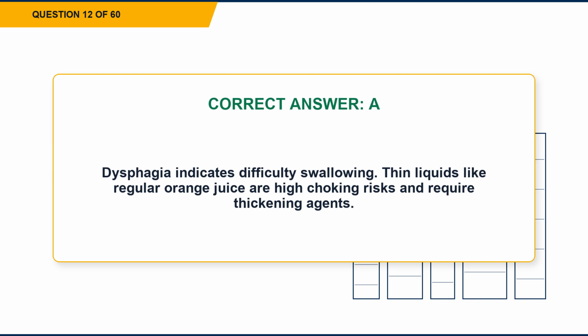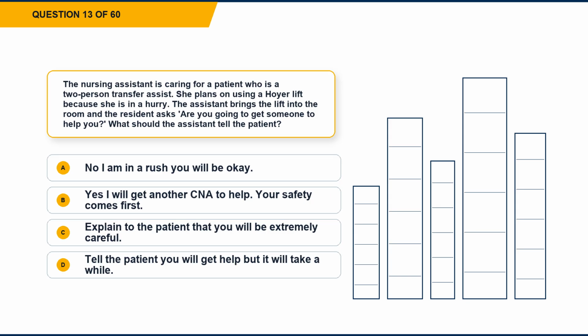Explanation. Dysphagia indicates difficulty swallowing. Thin liquids like regular orange juice are high choking risks and require thickening agents. Question 13. The nursing assistant is caring for a patient who is a two-person transfer assist. She plans on using a Hoyer lift because she is in a hurry. The assistant brings the lift into the room and the resident asks, "Are you going to get someone to help you?" What should the assistant tell the patient?